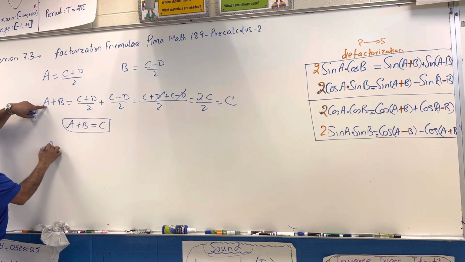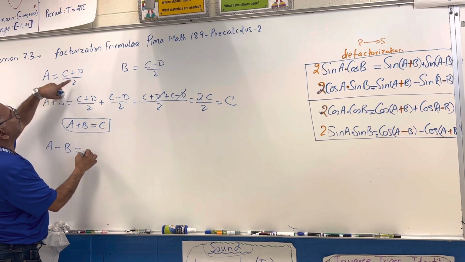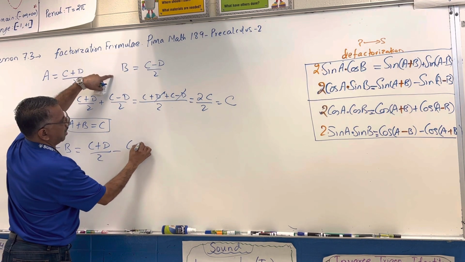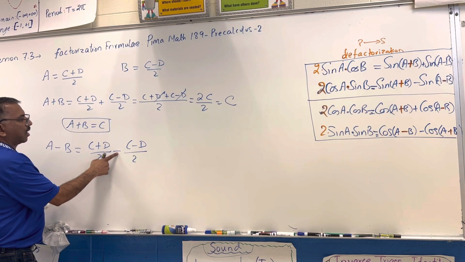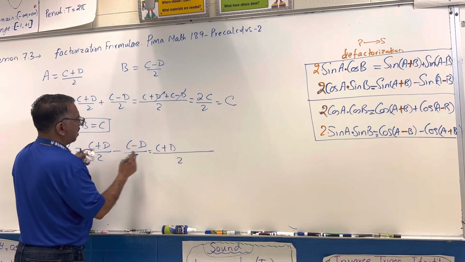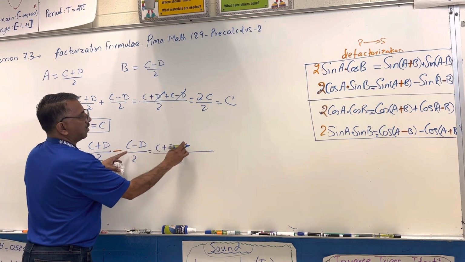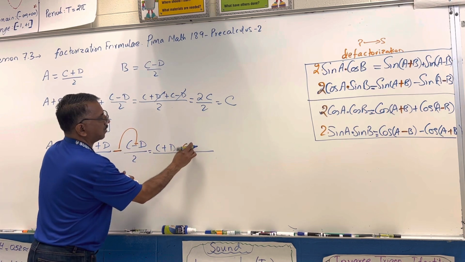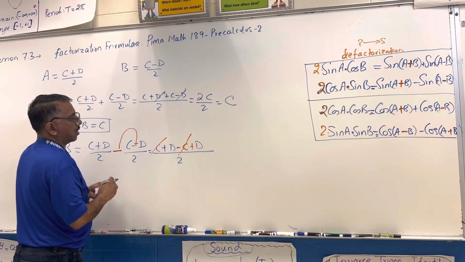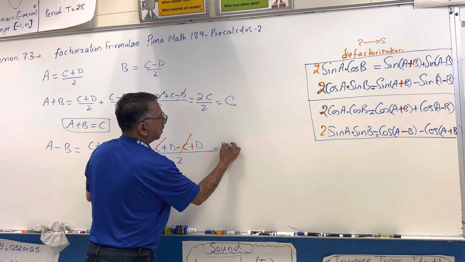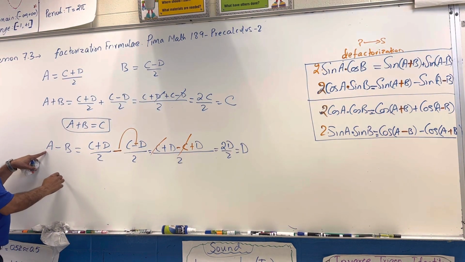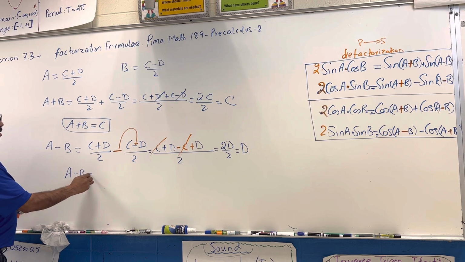Now let's do subtraction. What is A minus B? A is (C plus D) over 2, and minus B is minus (C minus D) over 2. But be careful, there's a minus sign, so you have to change this. Same denominator 2, then C plus D, this minus remains minus C, but minus and minus become plus D. You can cross out and you get twice D over 2, which is D. So what we learned is that A minus B equals D.